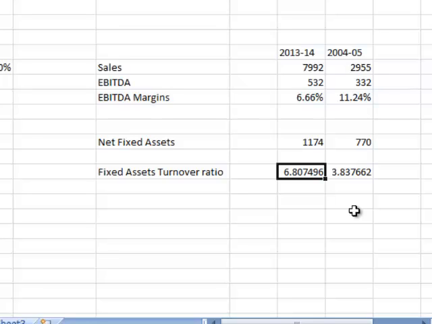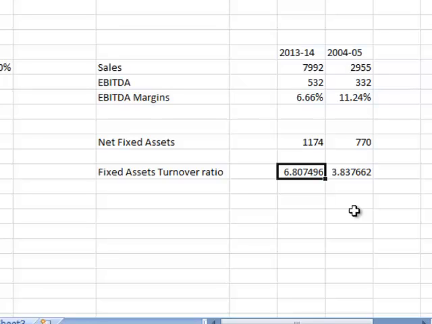Increase, absolutely. Yes, they're more productive. Earlier the sales was only 3.83 times of whatever assets I had. However, in the latest year, the sales was increased to 7 times of the size of asset that I have. Right? So I want you to integrate everything that we've been learning so far.